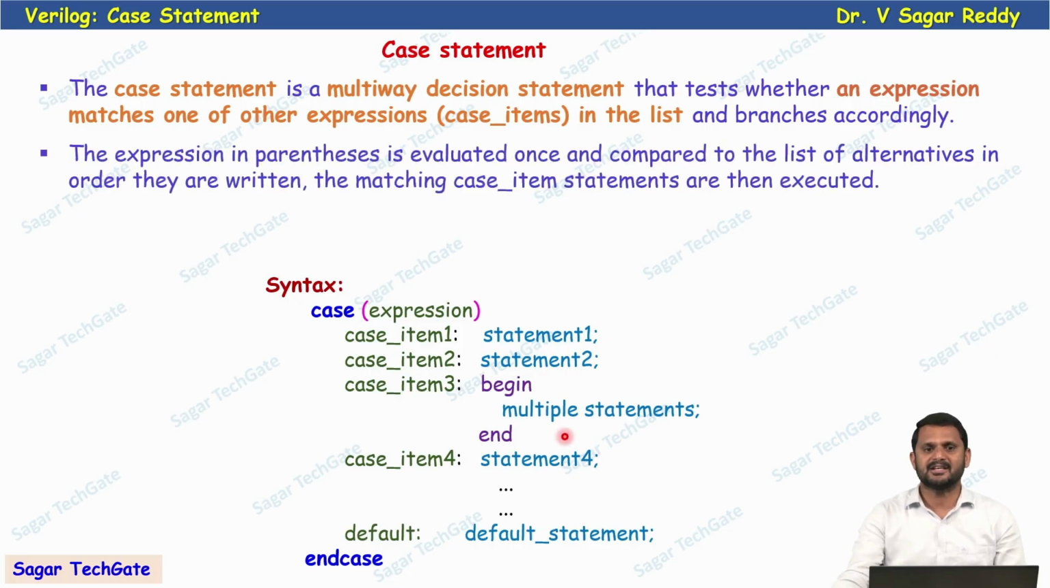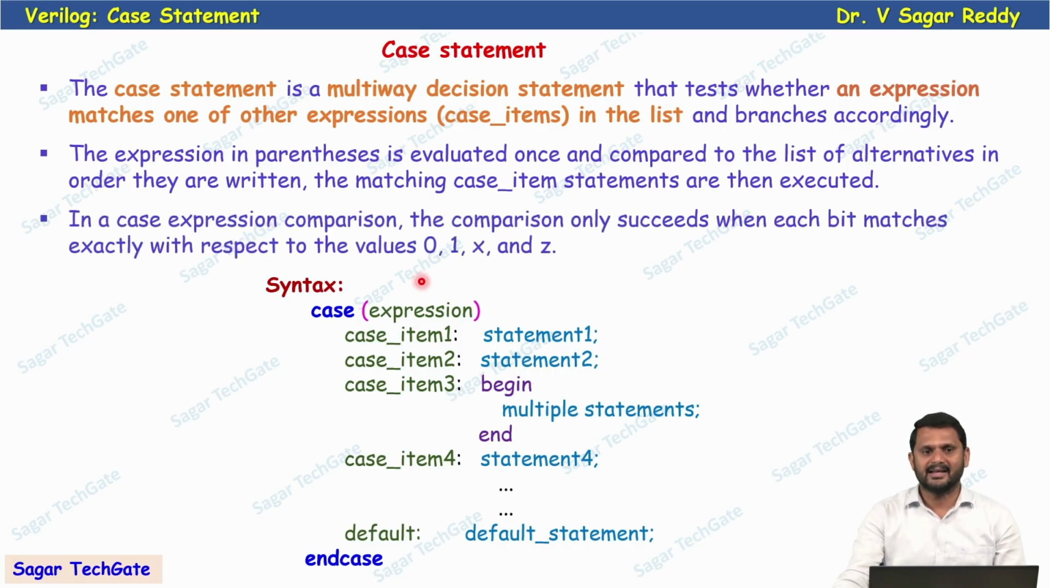Clear? The expression in the parenthesis is evaluated once and compared to the list of alternatives in the order they are written, and the matching case item statements are executed. After evaluation, it is compared with the case items one by one, in the order they are written. For example, if a case item matches this expression, we execute statement 2.